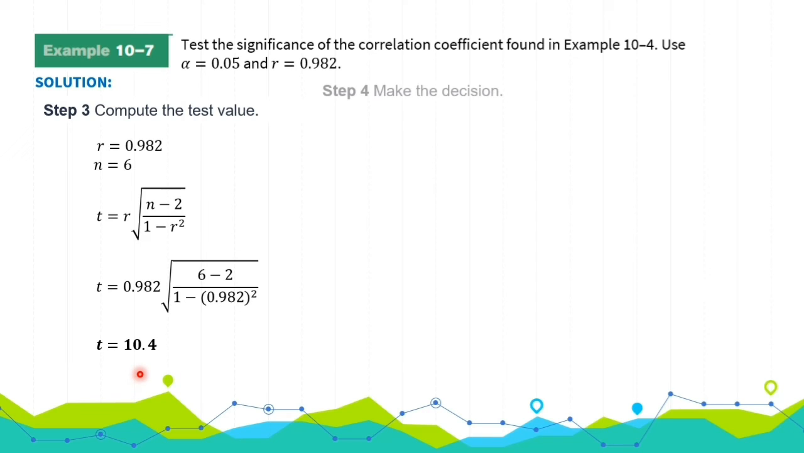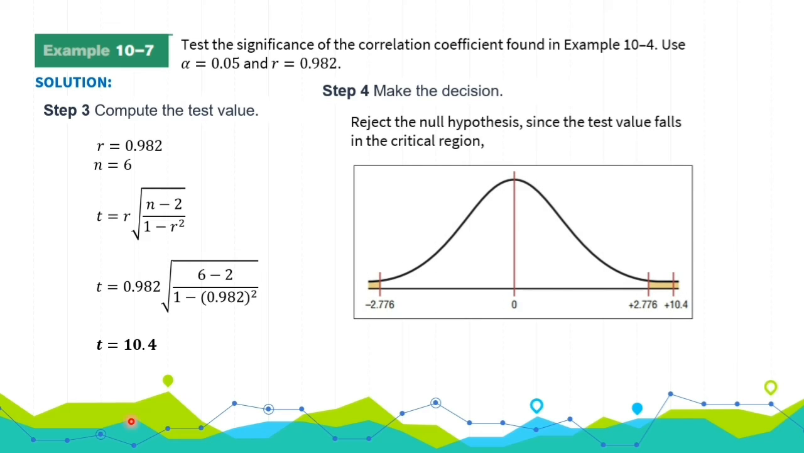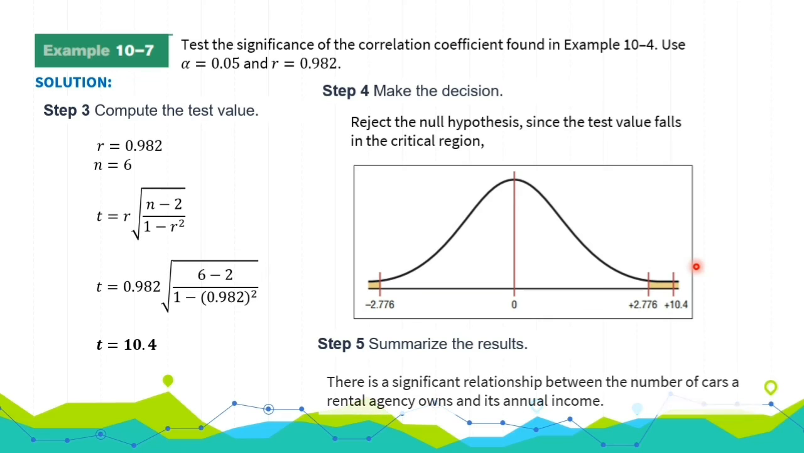So for step 4, make the decision. Since the test value falls in the critical region, our decision is to reject the null hypothesis. For step 5, summarize the results. So there is a significant relationship between the number of cars a rental agency owns and its annual income.